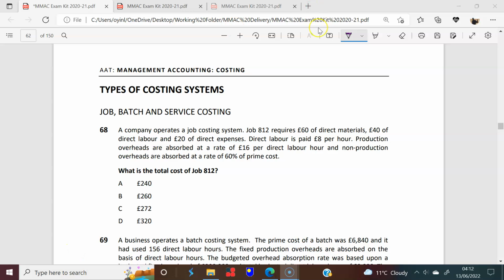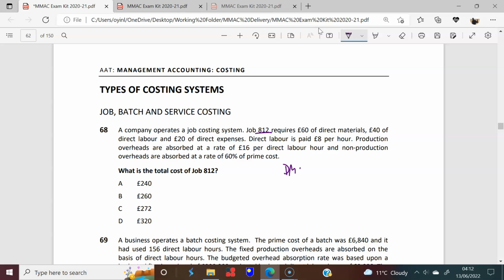Okay, so what we're talking about here is a series of questions on costing systems, and let's begin. So we have a job, like a painting or something along those lines. You have this specific job, which will need a series of resources.